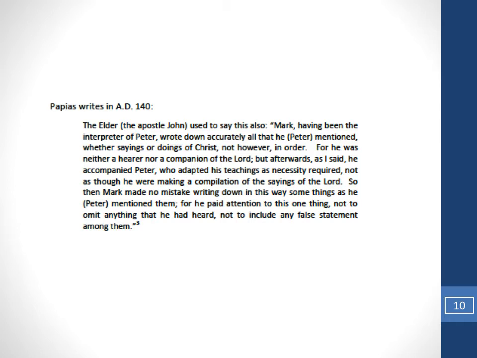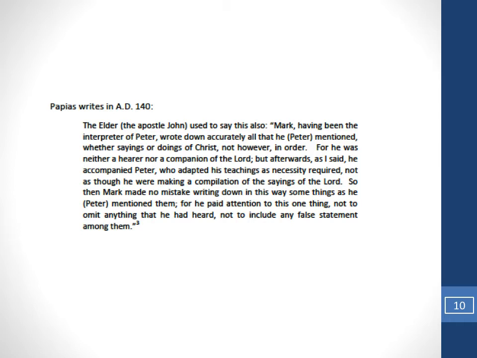So, this is a disciple of John's who writes in AD 140. He says, the elder, the Apostle John, used to say this also. How cool would that be? Like you're sitting around, right? And you're talking and go, well, John used to tell me, or Peter used to tell me, right? I'd want that written down somewhere, right? So Papias says the elder used to say this also.